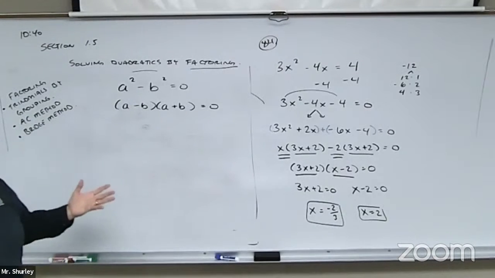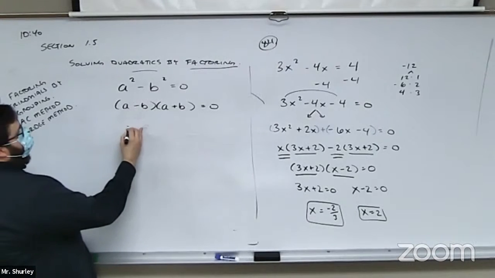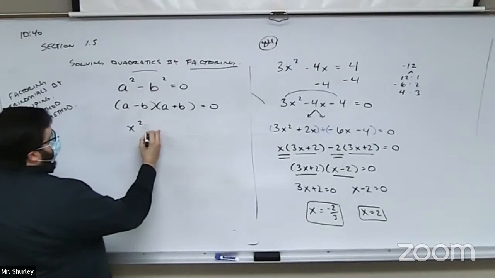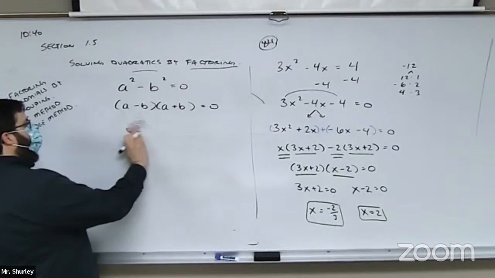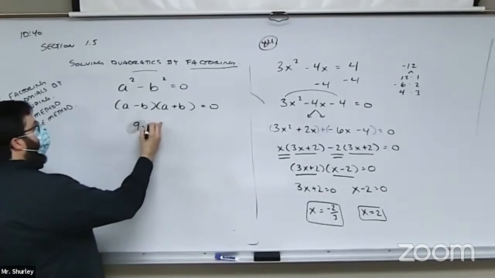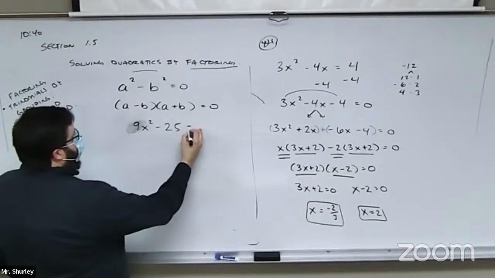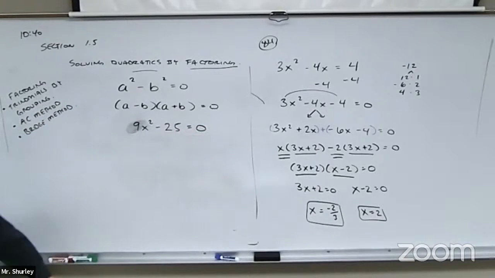So let's look at a basic example. If I've got x squared, actually, I'm gonna make it a little different. I've got 9x squared minus 25 equals 0.